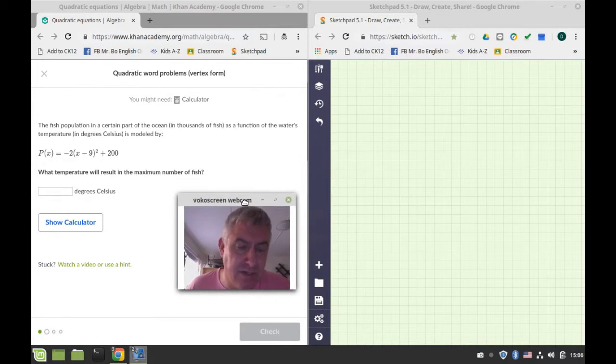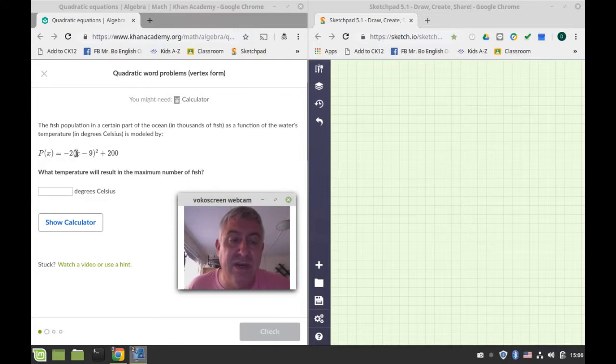Okay, so here's our second question. We're on question number 2. We can see what question we're on down here. The fish population in a certain part of the ocean, in thousands of fish, as a function of the water's temperature in degrees Celsius, is modeled by the given equation. So the temperature is our independent variable, and the fish population is the dependent variable.